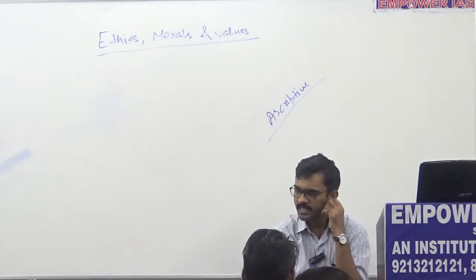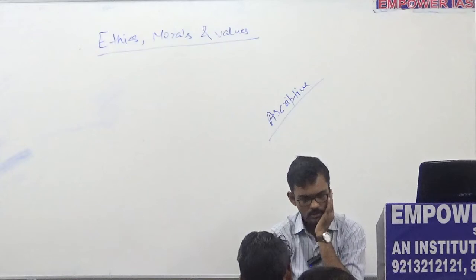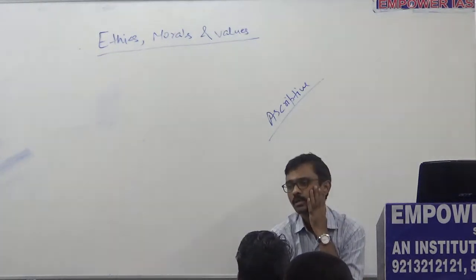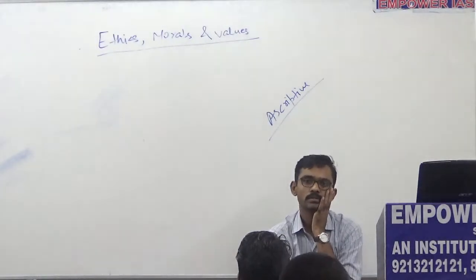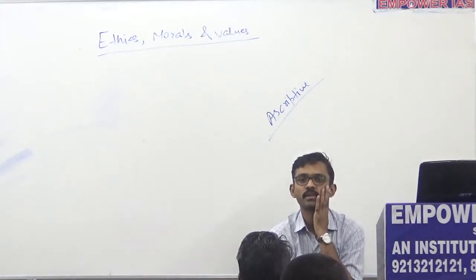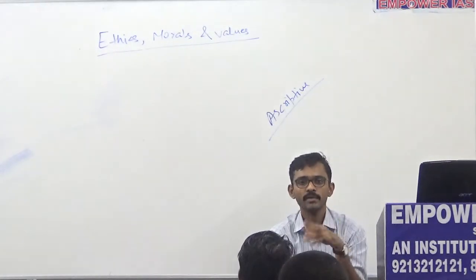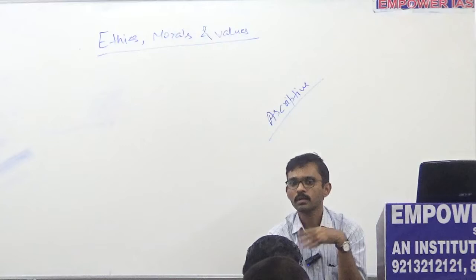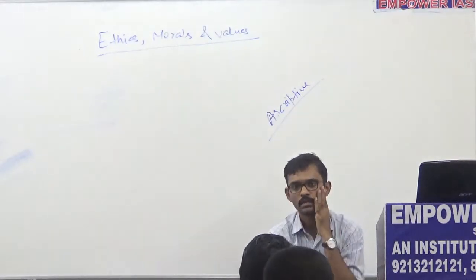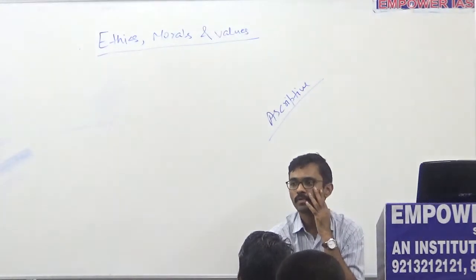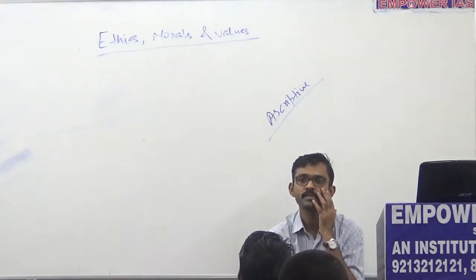So the first question is: ethics constrained, values motivate. What will you write? The question says comment, so you can agree with the statement or you can disagree with it. It depends on you. In any answer, you have to highlight both sides of the picture. If you agree, how? If you don't agree, how? What does this statement mean?